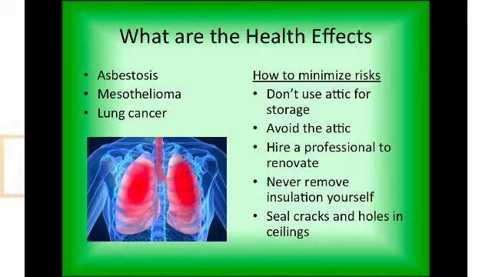Lung cancer takes many years to develop, but changes in the lungs can be seen as soon as the person is exposed to asbestos. Symptoms include chronic cough, weight loss, shortness of breath, fever, and chest pain. Some ways to minimize the risk of these diseases include avoiding places with insulation, such as attics, and sealing cracks and holes in the ceiling.